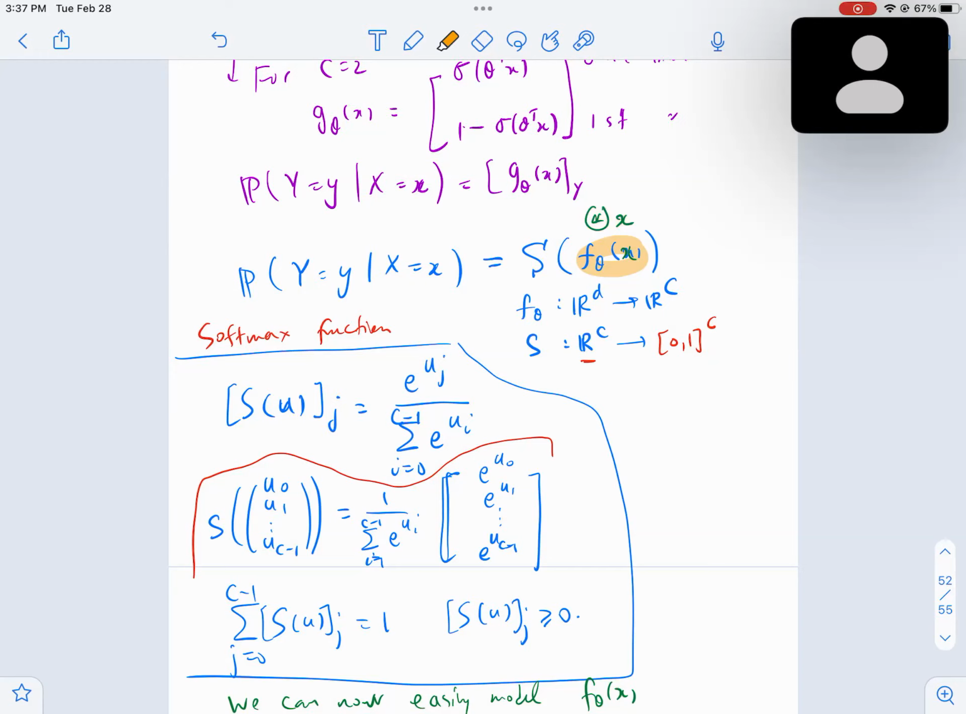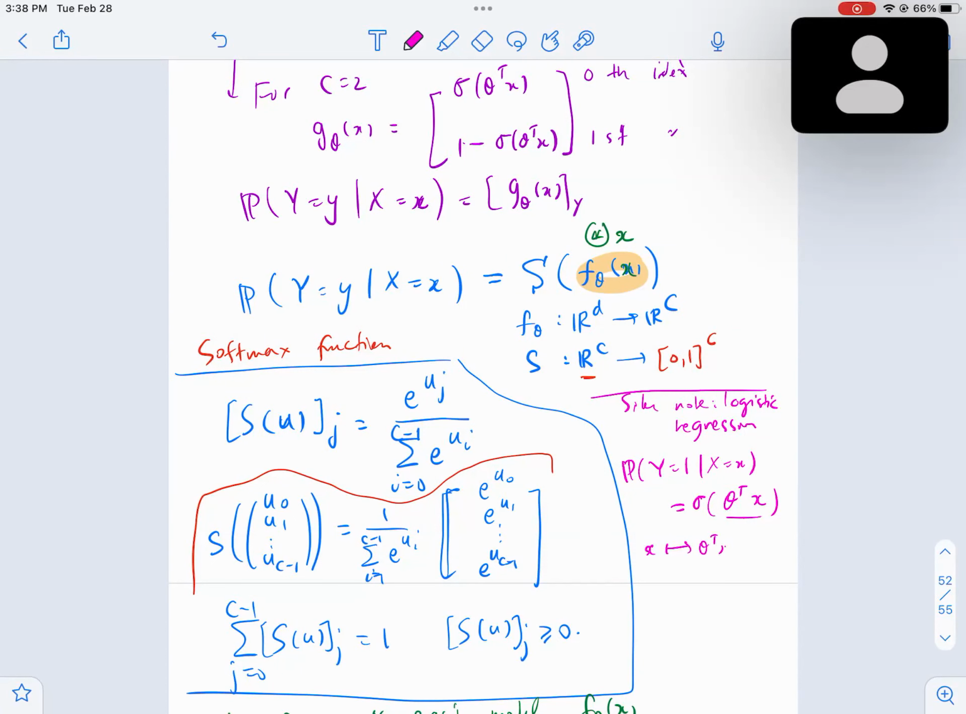Because in logistic regression, if you remember, as a side note, the probability of y equal 1 given x is equal to sigma of theta transpose x. This is a general linear function of x. If I want to map a vector in R^d to a vector in R, and I want a linear function, this is the most general form: a 1 by d vector matrix multiplied by x.